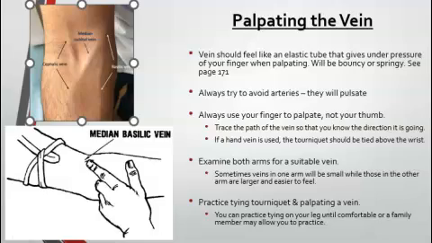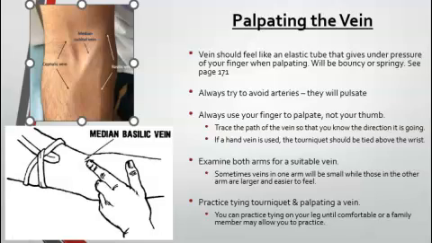We want to try to avoid arteries, so when you're palpating, if you feel something pulsating or something that's got a lot of pressure, that's more likely an artery, and that's something we want to avoid because arteries have more pressure behind them. You always want to use your finger to palpate. We don't want to use our thumb to palpate because you can feel your pulse in your thumb. When you find your veins, or what you think are the veins, you want to trace the veins so you know which direction the veins are traveling in or going within the arm.